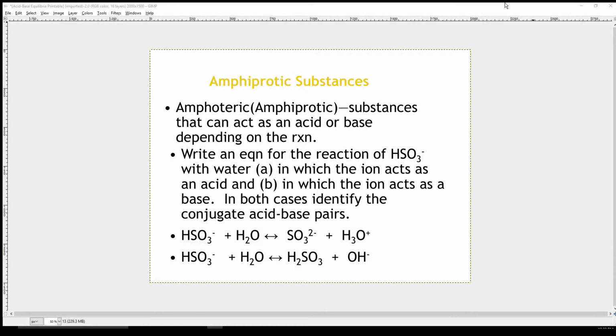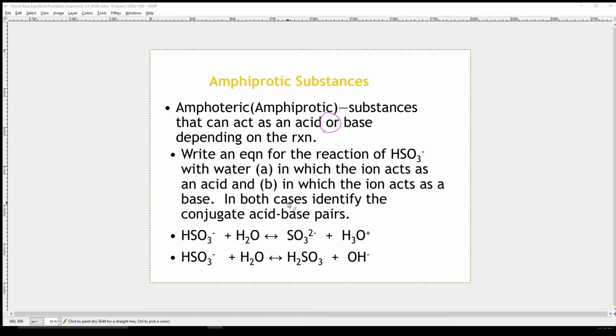Hello and welcome to video number 2 in acid-base equilibrium. Today we're going to talk about relative acid and base strengths. But first we're going to learn about amphoteric or amphiprotic substances. These are substances that can act as an acid or a base, depending on the reaction.